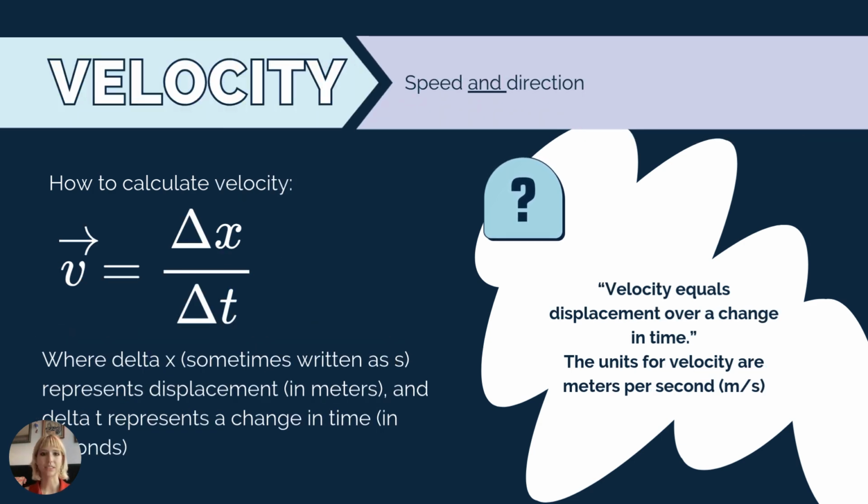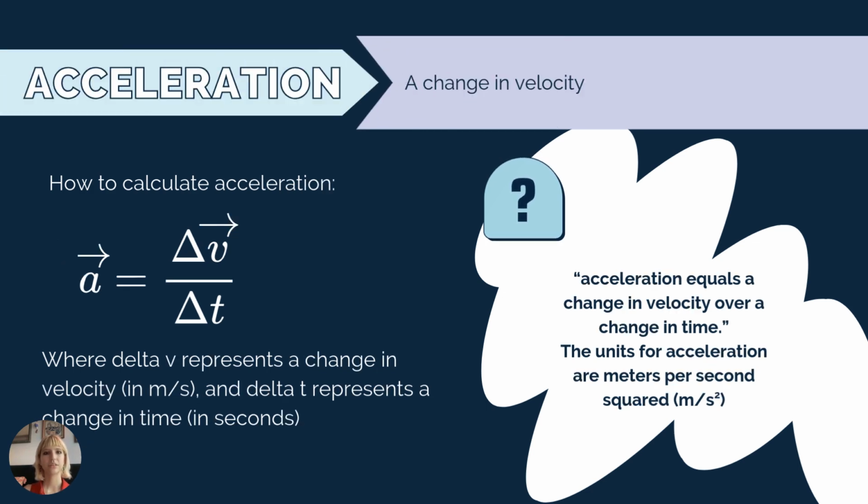Okay, velocity. Velocity is speed and direction. Remember, it's a vector. So how to calculate velocity is going to be delta x, or displacement, over delta t, which is time. And the units for this are going to be meters per second. So acceleration is a change in velocity. Very similarly, acceleration is equal to a change in velocity over a change in time. And the units for this are meters per second squared.